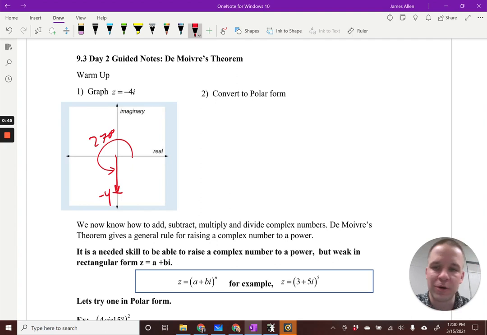If we were thinking about conversions and things like that. Okay, let's convert this to polar form. It's like I knew that we needed that. So let's convert it to polar form.